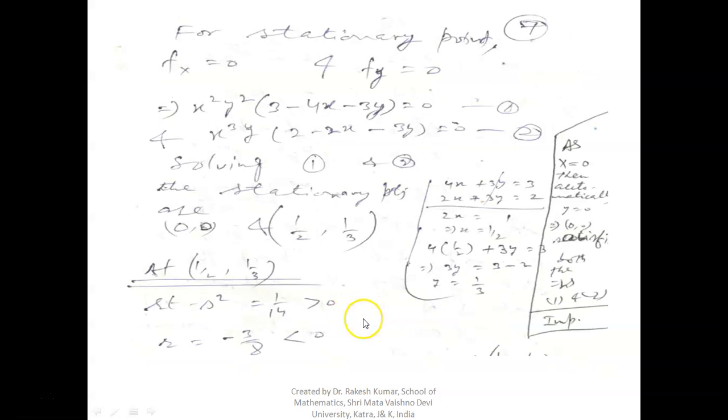So these are simply fxx, fxy and fyy. And for stationary points, fx equal to 0, fy equal to 0. So I am getting two equations. Solving these equations, I get 0, 0 and 1 by 2, 1 by 3 as the stationary points. So at this point, okay, let us consider this point 1 by 2 and 1 by 3. At this point we get rt minus s square as 1 upon 14, which is greater than 0, and r is minus 3 by 8. So it is a simple indication that the function has a maximum at this point.